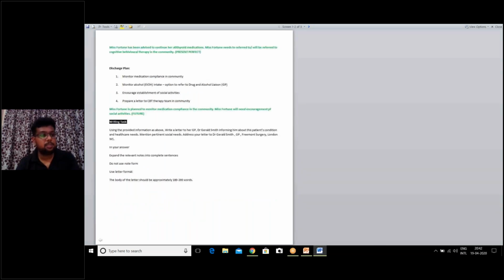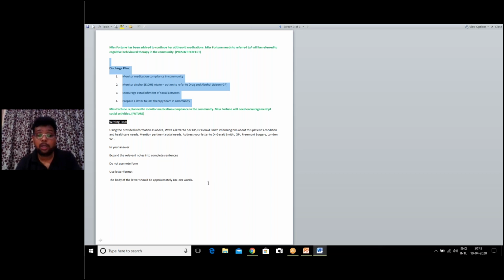Now this is the last part. The discharge plan, as you can see over here: monitor medication compliance in community, monitor alcohol intake, option to refer to drug and alcohol liaison, encourage establishment of social activities, prepare a letter to CBT therapy team in community.